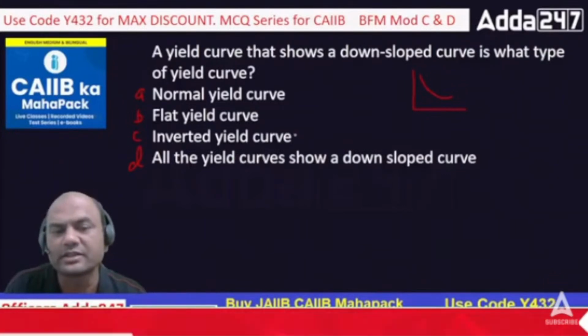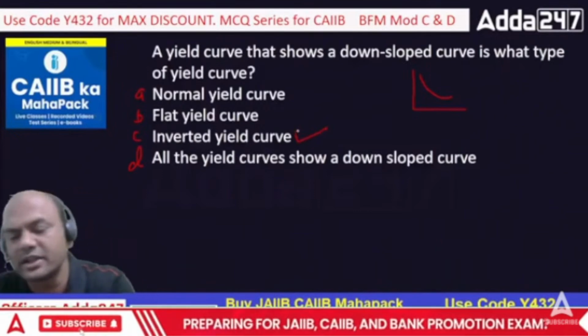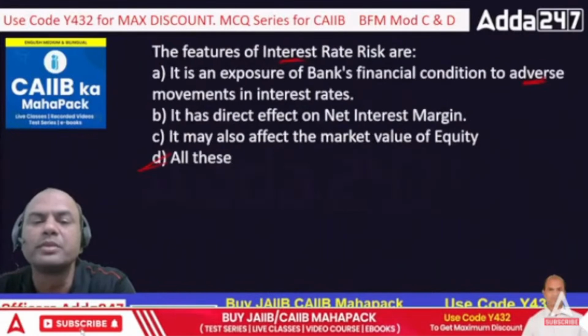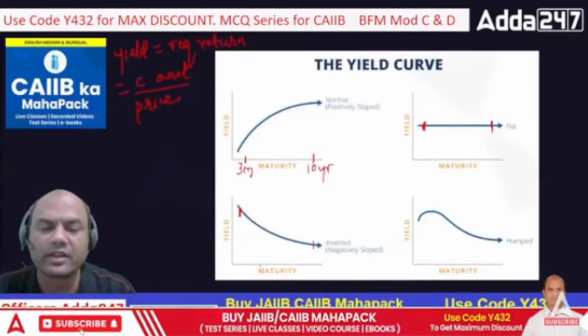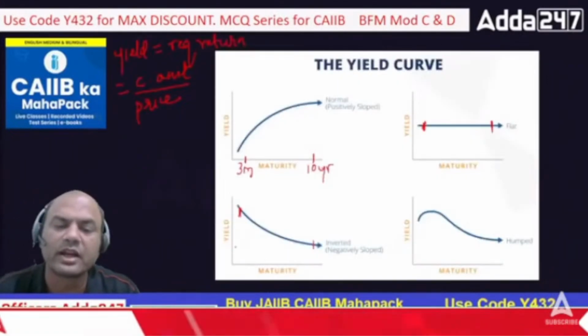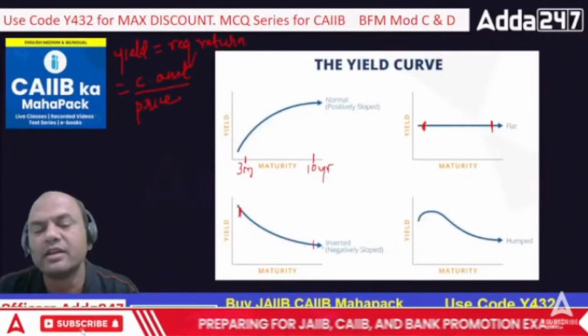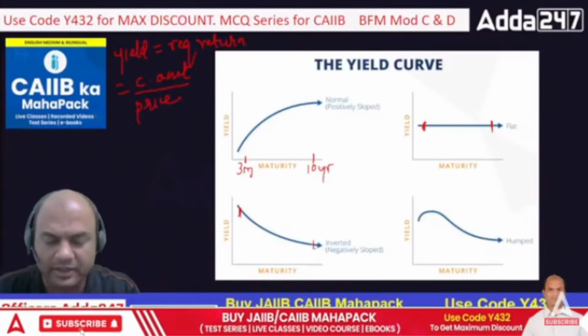Yeah? Answer is C, inverted. Isn't it? Just now we saw it. Downward slope. Downward slope means over here. See this. Inverted. Right? In inverted, this is 3 months bonds are priced higher than the 10 years bonds. Right?